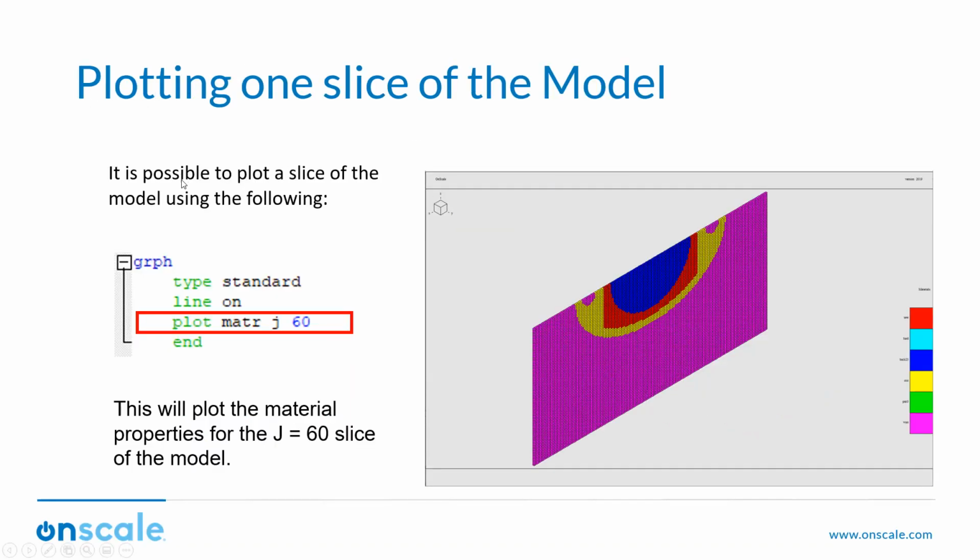Let me show you first how to plot one slice of the model. It's possible to plot a slice of the model by adding some option after the mat. So if, for example, I do plot mat J60, it will find the slice which has the index 60, and it will just plot this slice. Let's try that.